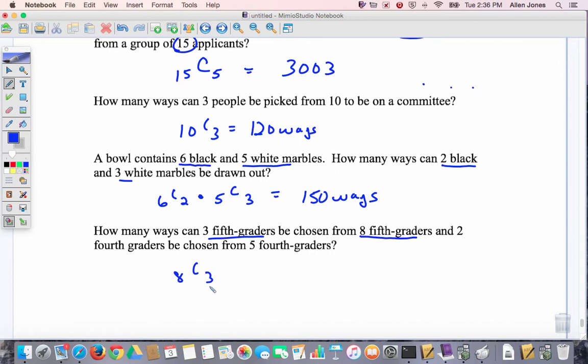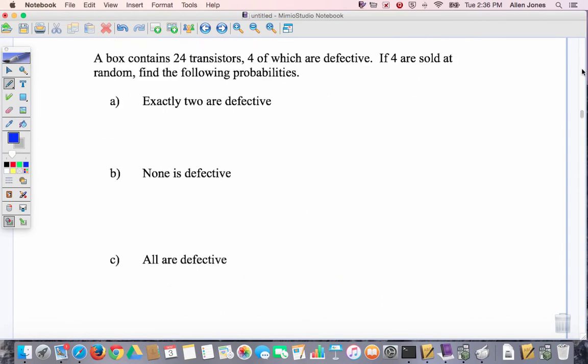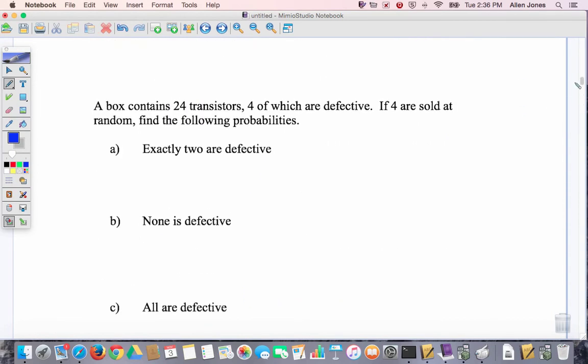Should have made this point earlier, but anytime we want a combination or a permutation, the total goes first. How many we're selecting goes second. So essentially, this second number will never be larger than the first number. The first number is always either equal to or typically larger than the second number. Going back to our problem, we have 5 total 4th graders, and of those we're going to select 2. So 8C3 times 5C2, and that gets us 560 ways to select those 4th and 5th graders.